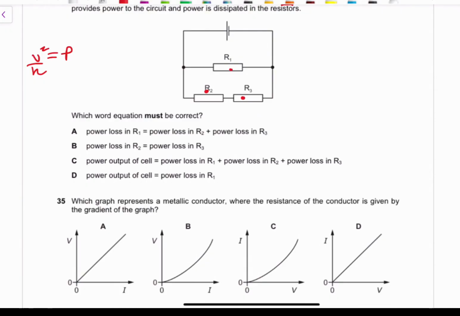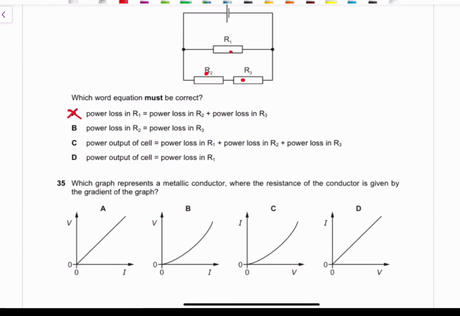It might not even be the same because it's a matter of gambling with these ratios. You're actually telling me that V squared over R1 is equivalent to V squared over R2 plus V squared over R3. But we don't know that. We don't know what exactly 1 over R is, because everything is unclear. But the question is saying must be correct, meaning under any circumstance, that relationship must be correct. We don't know that, so A doesn't make sense.